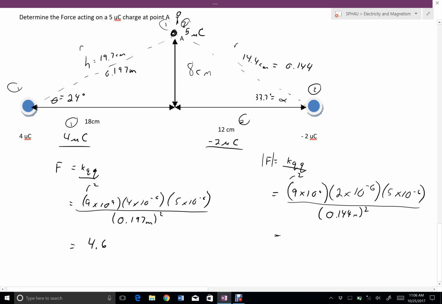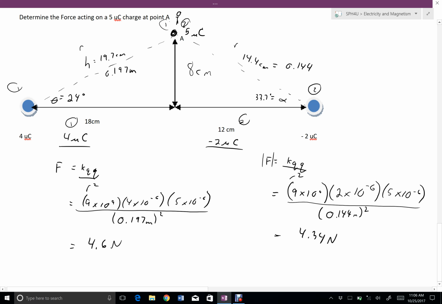So here I got 4.34. I mean, that makes some sort of sense, right? The first charge was bigger than the second charge, but the second charge was closer, so those two sort of balance each other out, and the two forces end up being pretty similar to each other.